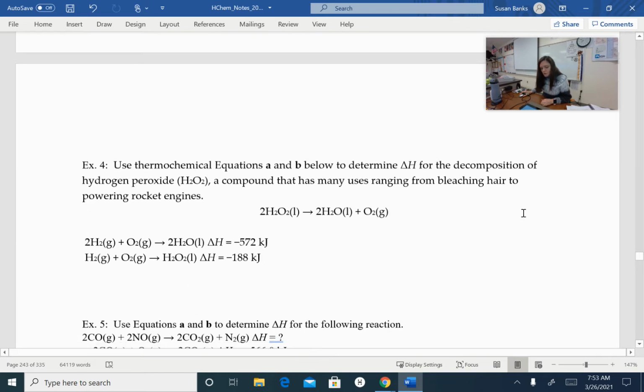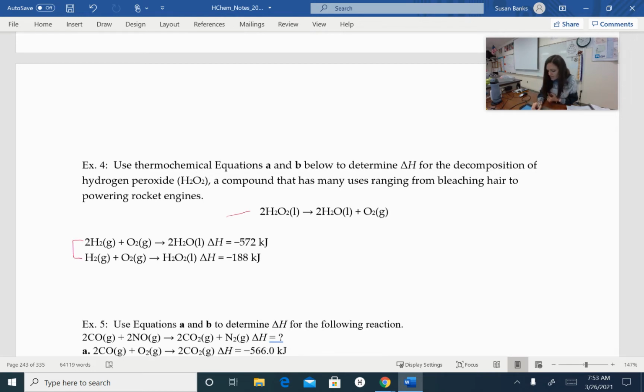Use thermochemical equations A and B. We've got these 2 equations, and we're going to try to generate this equation by using them. We want to determine the delta H, or the enthalpy, for the decomposition of hydrogen peroxide, a compound that has many uses, from bleaching hair, we use it to bleach a lot of things, to powering rocket engines.